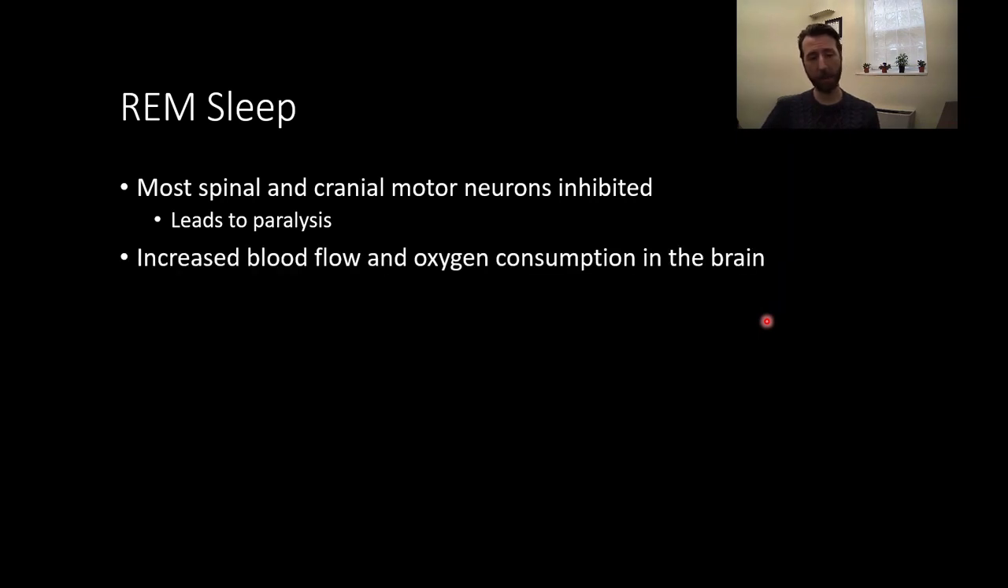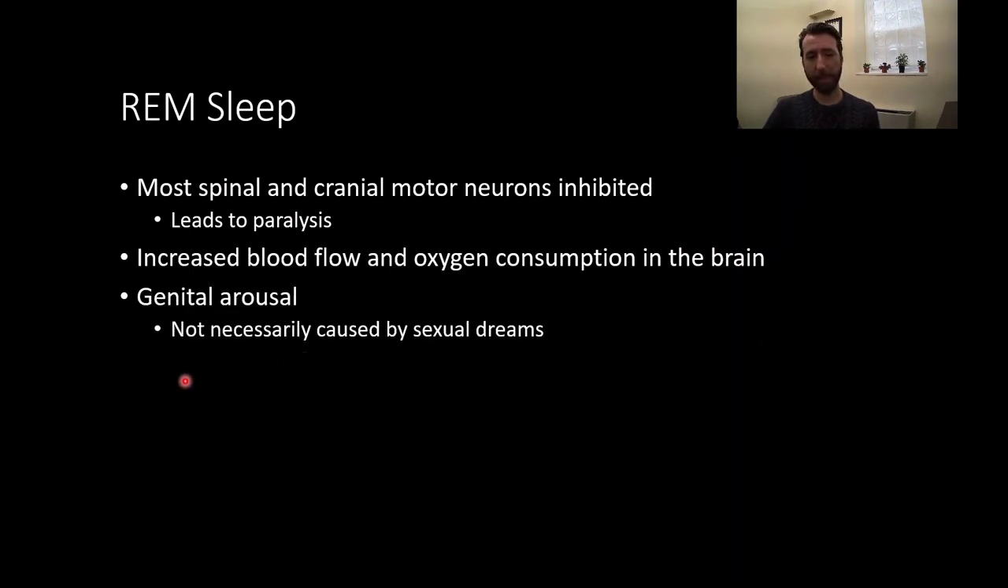Also during REM sleep, we see increased blood flow and oxygen consumption in the brain, so the person looks a lot more like an awake person in terms of all of the activity that's going on. It's a very high activity time. In addition, we see genital arousal during REM sleep. This is not necessarily caused by sexual dreams. This is just a totally normal thing that happens and doesn't really indicate anything beyond that you're in REM sleep. This can be used as a way to assess potential causes of impotence, as if it's more of a stress or psychologically related thing versus a physiological cause.